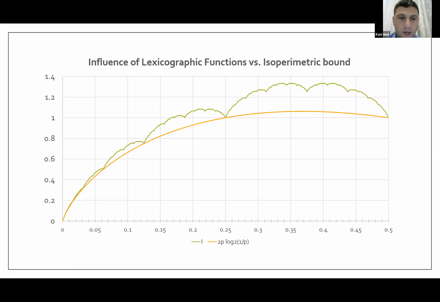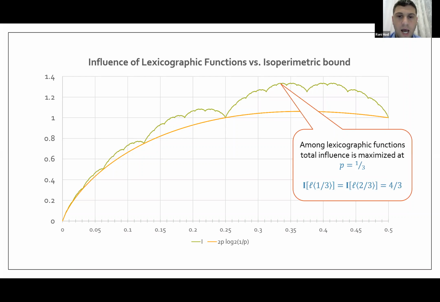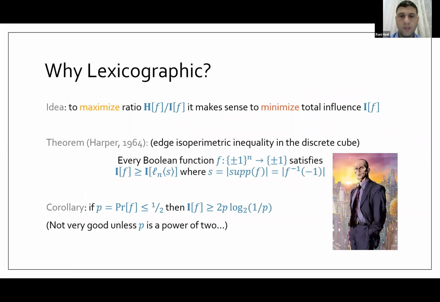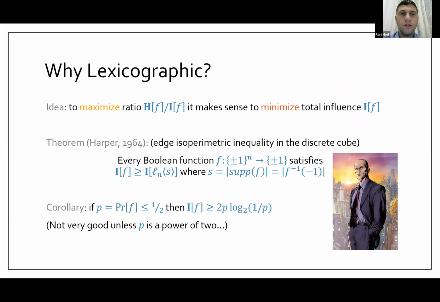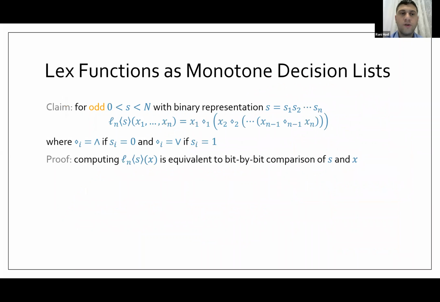One thing I want to point out in this graph is that the highest influence you could get is when p is 1/3. Same for 2/3. That's symmetric around p equals 1/2. The influence at this point would be 4/3. So in some sense, it's weird, because we want low influence. That's what we just said. We wanted the influence to be as low as possible to minimize it, but still we're going to use the lexicographic function of highest influence somehow.